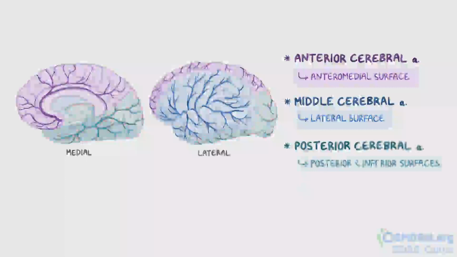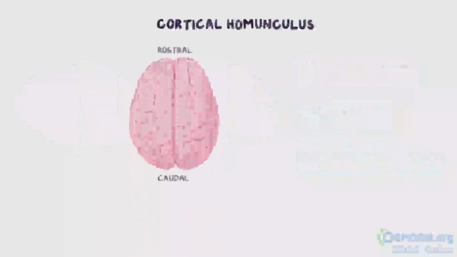An important concept to remember when considering vasculature supply in infarcts is the cortical homunculus. The homunculus is a kind of neurological map that depicts the neurons in a particular area of the cortex that process a particular body region, as well as the density of neurons that are dedicated to that region of the body.